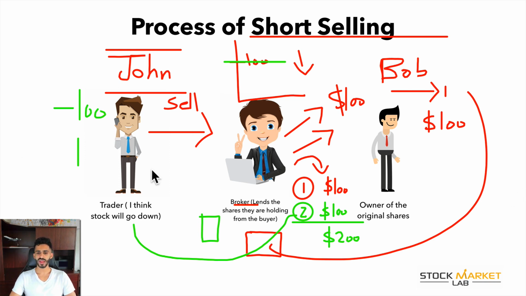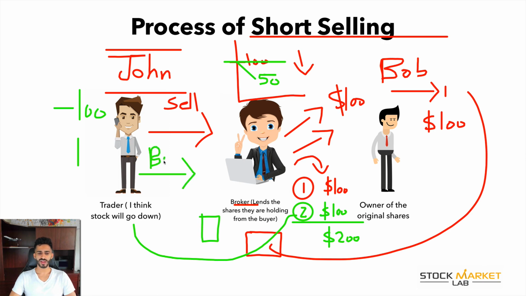Now, how does everyone make money? What's the process? So let's say the stock goes from $100 to $50. The stock goes from $100 to $50. John goes on his platform and says buy.